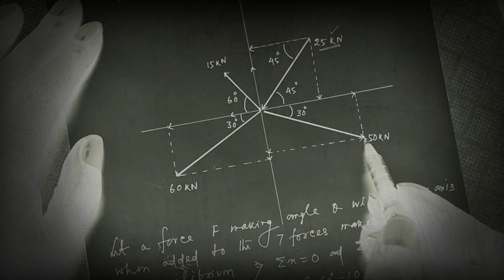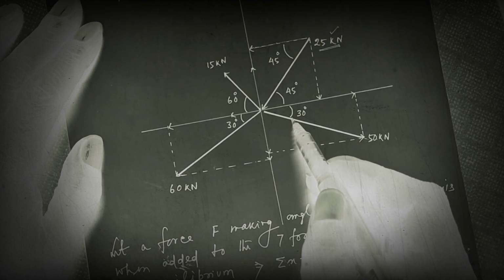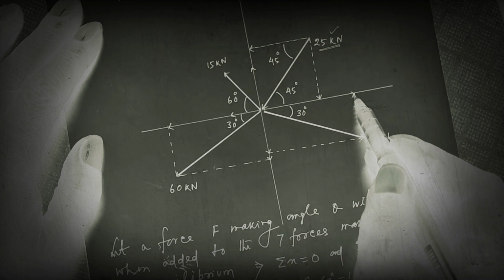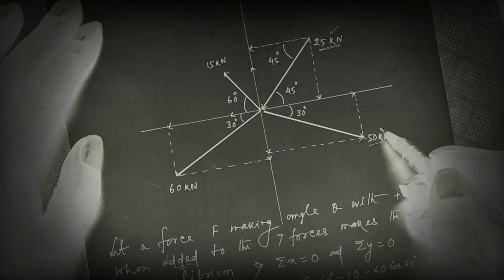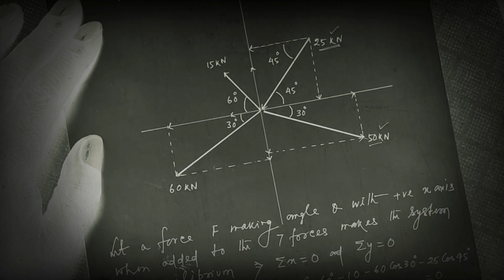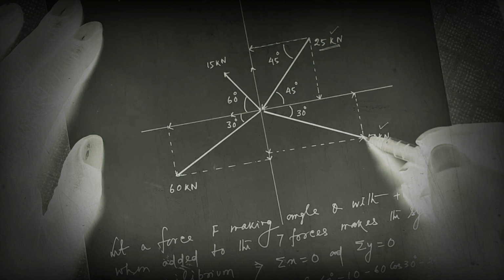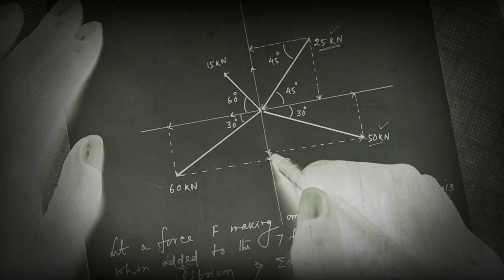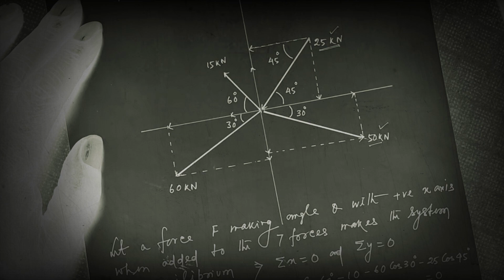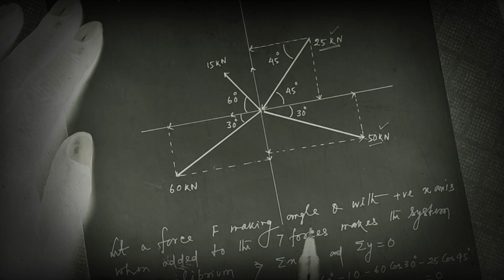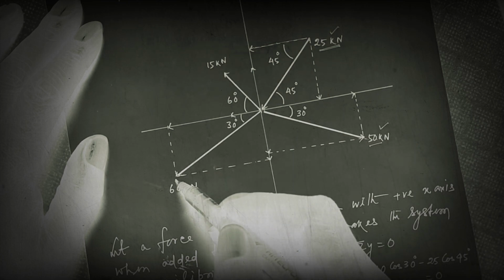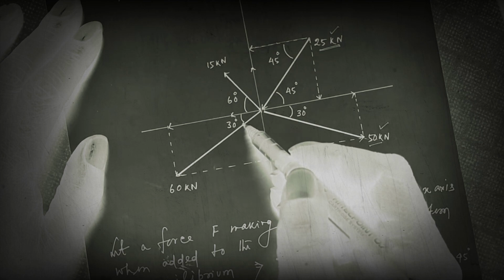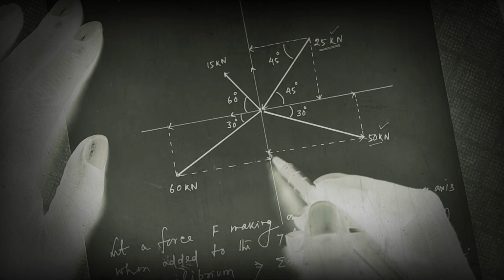Then coming back to this 50 kilonewton, this angle is given as 30. So from here to this point will be 50 cos 30, that is the component of 50 kilonewton along positive x-axis. And from here to here, that is same thing as from here to here, will be 50 sin 30, that is the component of 50 kilonewton along y-axis. Then finally we are left with another force, that is 60 kilonewton. To this side, this angle is given as 30 degree. This is in the third quadrant.